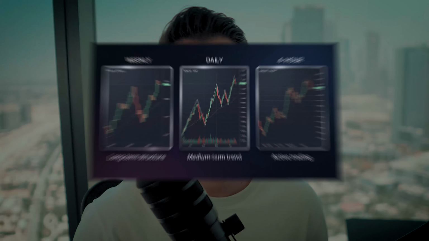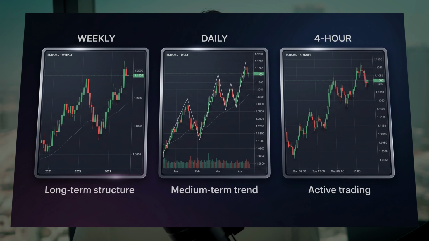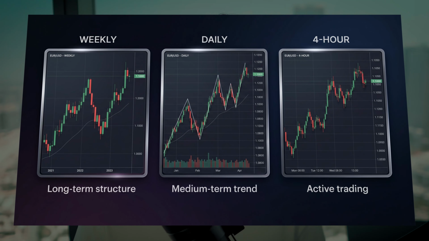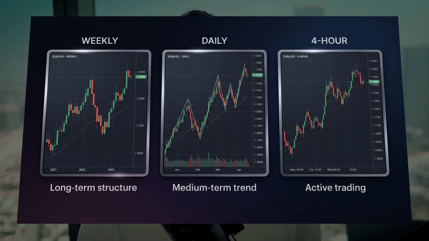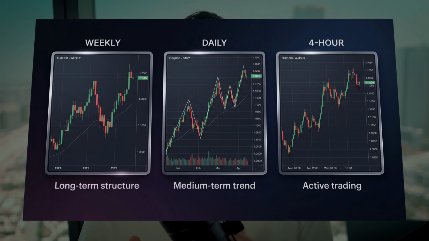The 4-hour and 1-hour charts are for active traders. They are useful for timing entries and exits, but they are noisy. If you find yourself making big decisions on a 15-minute chart, you are probably overtrading. My recommendation for beginners: start with the weekly and daily. Get comfortable. Do not move to lower time frames until you can read these two correctly.